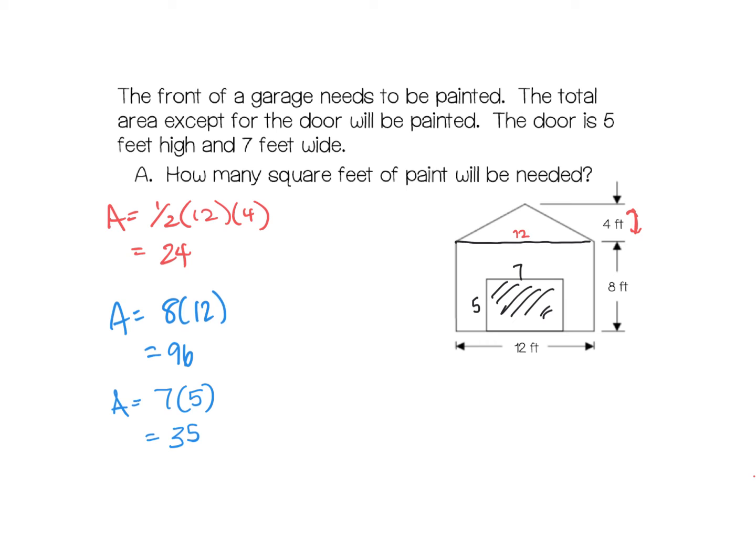So I have the triangle, which is 24, plus the big rectangle, which is 96, but I do still have to take away the garage door, which is 35. So 24 plus 96 minus 35 gives me 85 square feet. So 85 square feet of paint will be needed.